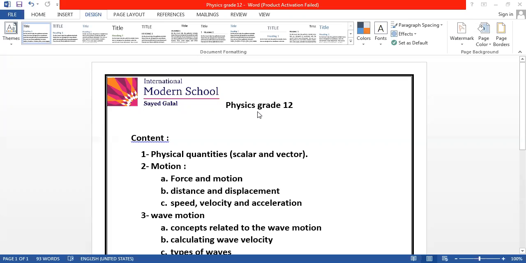We have two types of physical quantities, which are vector and scalar. You studied this in third prep in the national division. Motion, you also studied motion. You had a lesson called, I think, motion in a straight line. Yes, motion in a straight line.